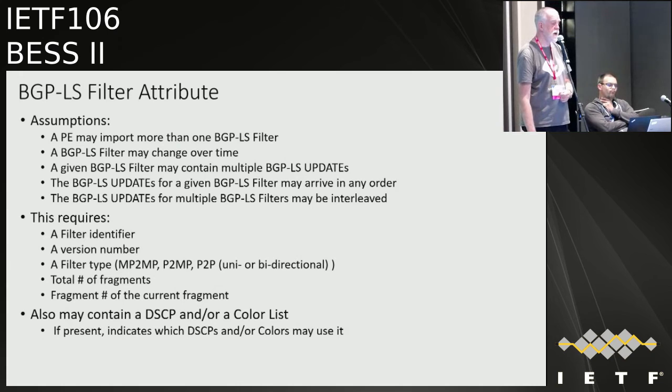The filter attribute, we assume that a PE may support multiple BGP-LS filters. One PE can give access to multiple VPNs of different types, and the filter may change over time as nodes get added or removed, and as the core changes.